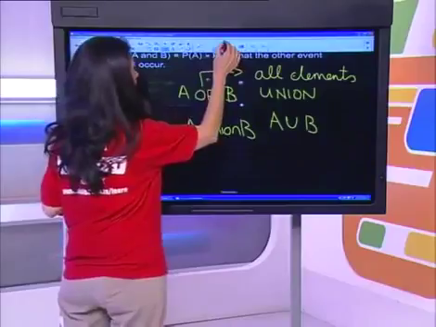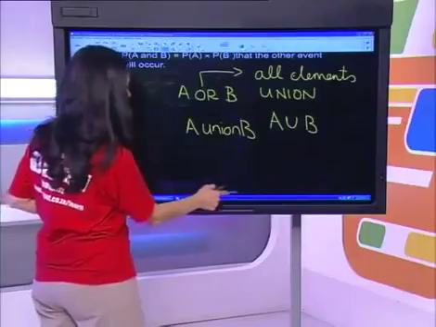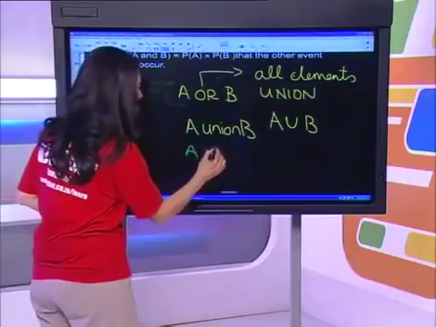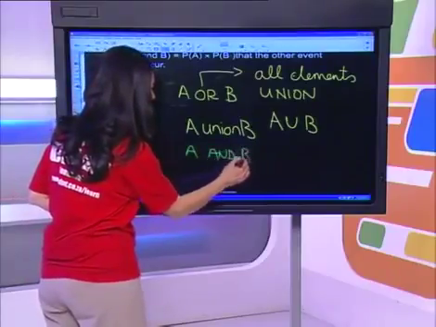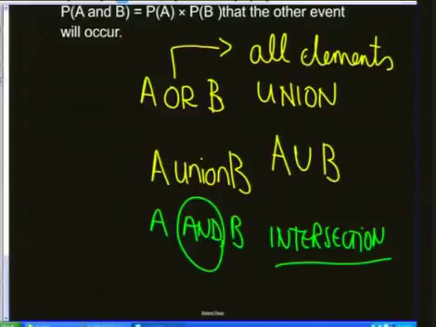Now, if you have, let's just go down, and let's say we have A and B. What do I mean by that then, if I use the word and? That means I only want the intersection, and that intersection is written as A, an upside down U, B. So that refers to the elements that are common amongst A and B.